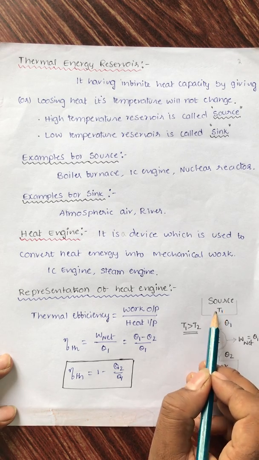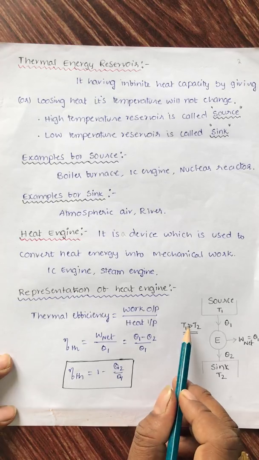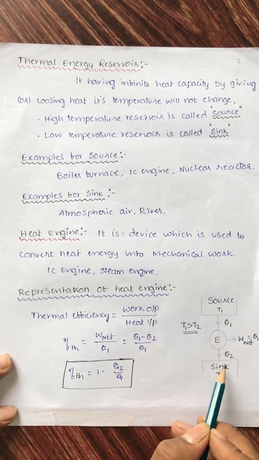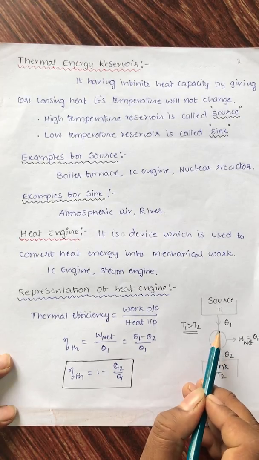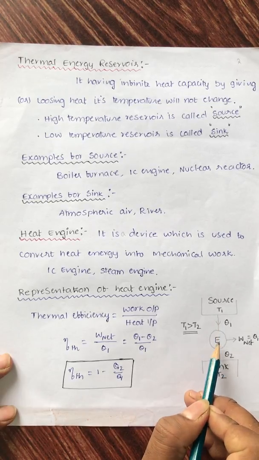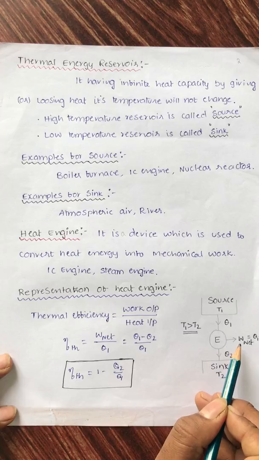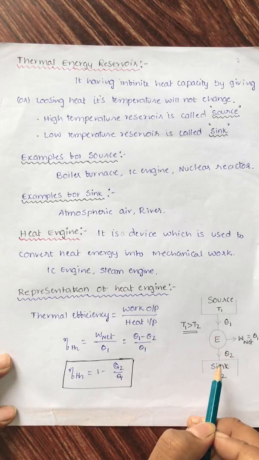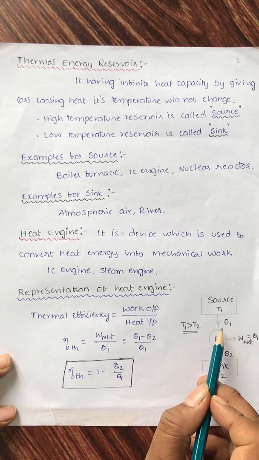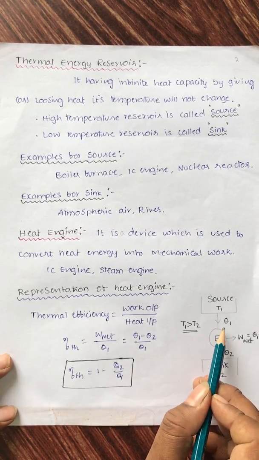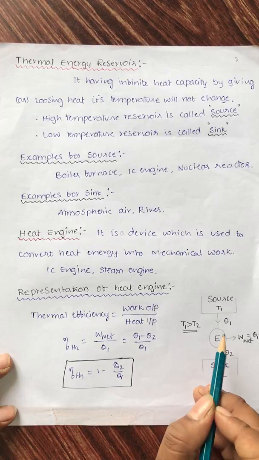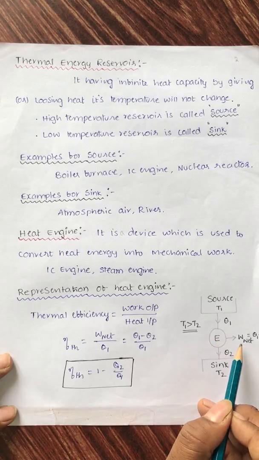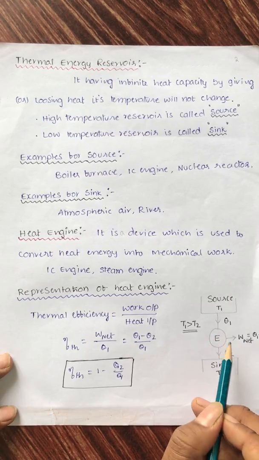The source temperature is T1, the sink temperature is T2, T1 is more than T2. When heat is transferred from the high temperature reservoir to the low temperature reservoir, in between if I place the engine, the engine takes heat from the high temperature reservoir and converts part of it into work, that is W net, which is Q1 minus Q2. Some amount of heat is rejected as it is; only part of the heat energy is converted to work. If the total heat energy were converted to work, the efficiency of the engine would be 100%, but the efficiency can never be 100%, so there must be some rejection.